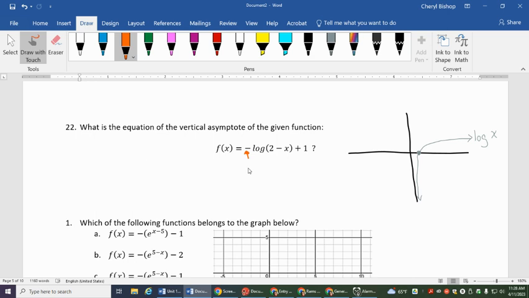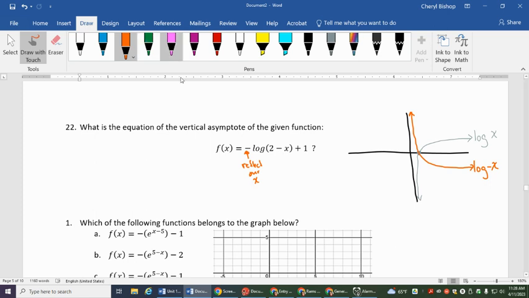It reflects. Does it reflect across the x or across the y? The x. So that's going to take this graph and turn it so now it's going to look like this. That's just putting the negative on it, right? That's the negative log of x. Now here's where we get tricky, is this in here.